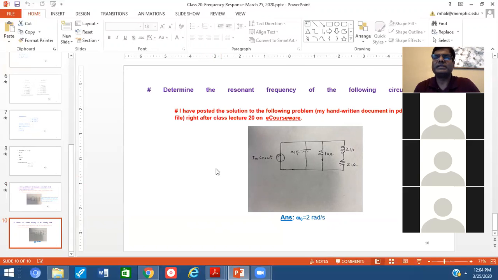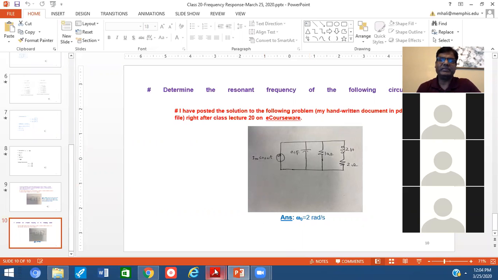So what's the question? Look, the very first line. Determine the resonant frequency of the following circuit. This is a parallel circuit. The last branch is a combination of a series 2 Henry inductor and 2 ohm resistor. And then the capacitor value is 0.1 farad, resistance value is 10 ohm. So for this circuit, calculate the value of resonant frequency. This means this is the parallel resonant circuit. Find out the omega naught.